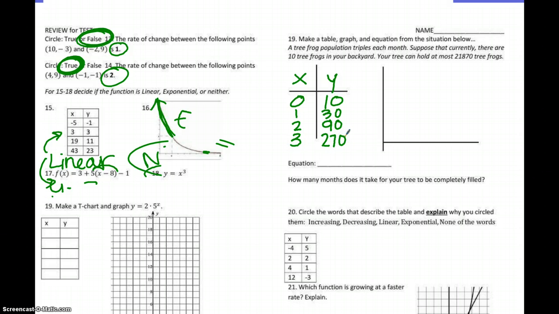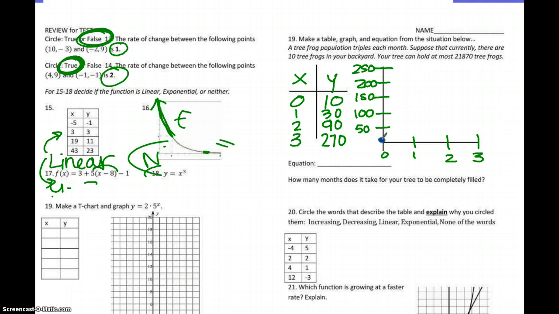So if I graph this, I can just graph 1, 2, 3. 0 is here. And if I graph, I need to get to 270. So maybe going by 50. So you got 50, 100, 150, 200, 250, 300. And graphing it here. Make sure you go by the same amount every time.